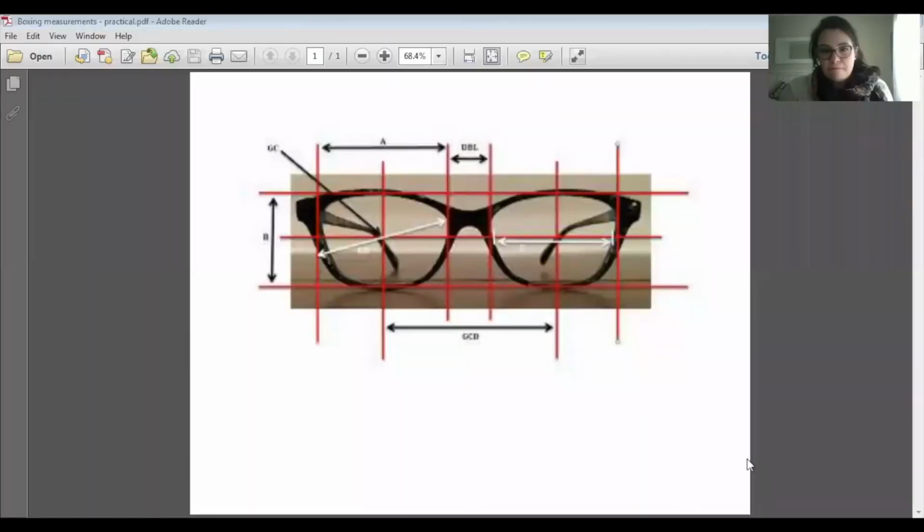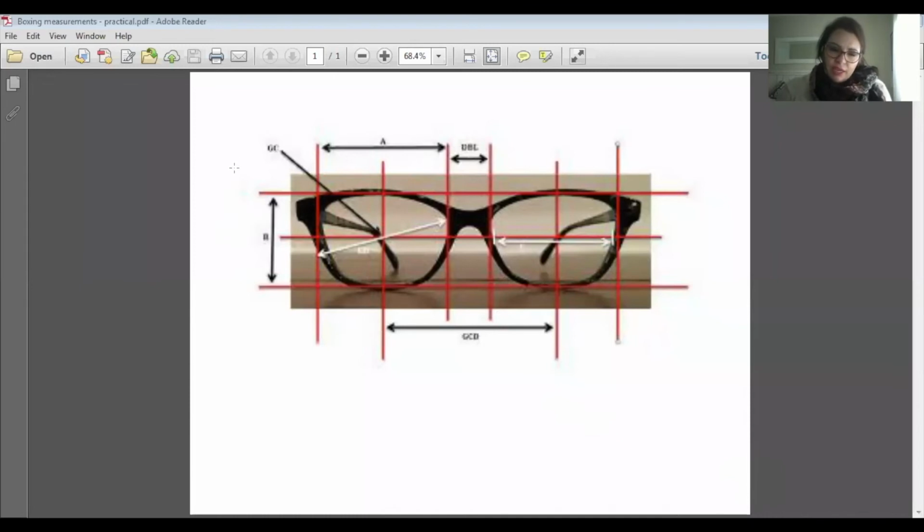So this sounds very easy if you look at it from a graph perspective. But if you have a frame in front of you, practically it's not always that easy to take accurate measurements. So I'm going to show you another picture to make this a bit more practical. This is a plastic or acetate frame. So it's a thick frame, which makes it a bit more difficult. And also it's a cat eye. So let's have a look at boxing measurements on this frame.